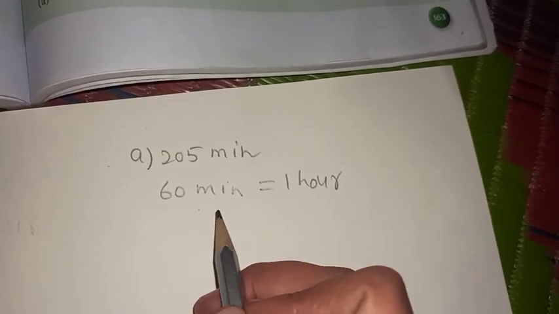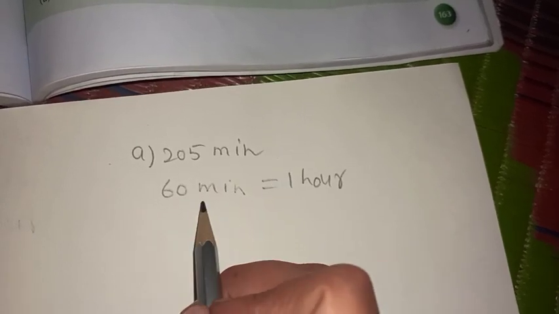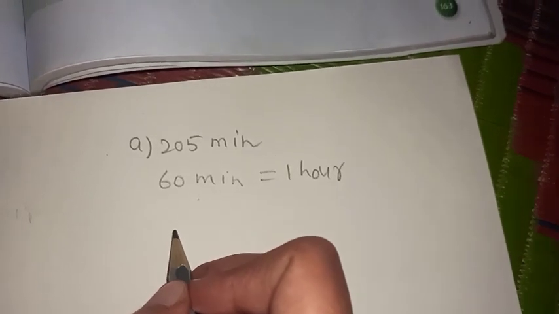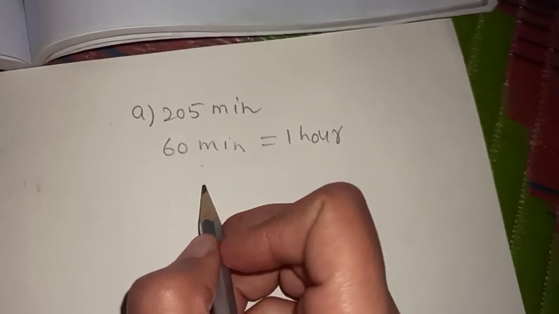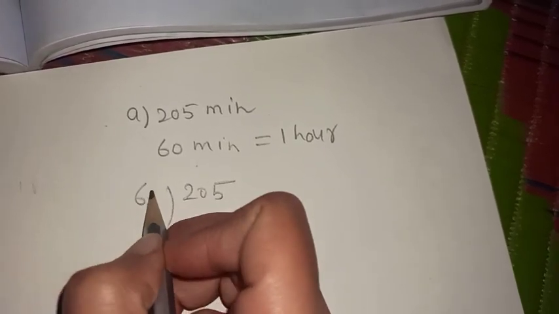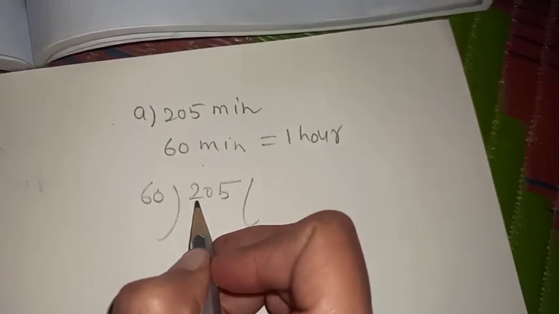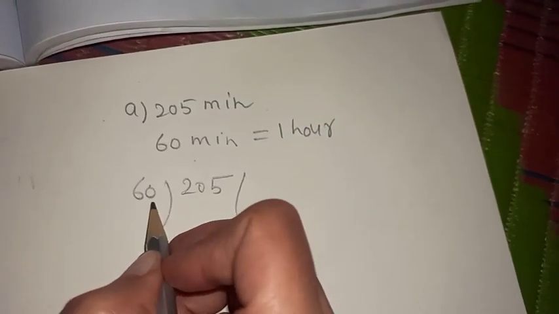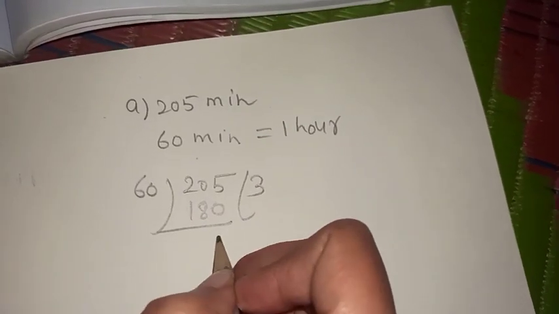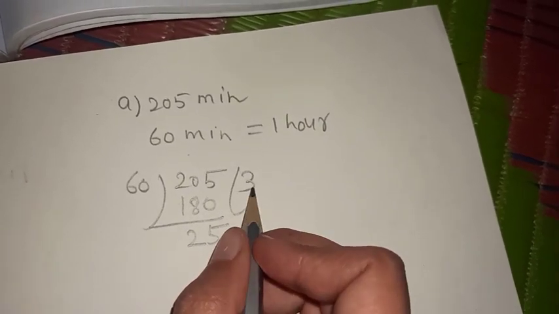Why do we use division here? Because you know that 60 minutes becomes 1 hour. That means it is getting reduced, that means it is being divided. So what do we have to do here? We have to make a division. 205 will be divided by 60. You know the table of 6. 6 3s are 18, around 20 you will use here. So 6 3s are 180 will be suitable to take. Then we will subtract it. So the answer is 3 quotient and 25 remainder.